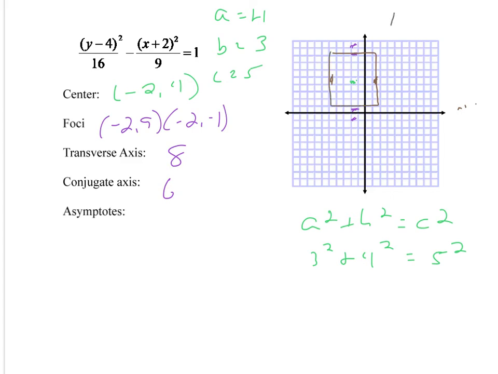So my asymptotes look like this, through the corners of my box. So my hyperbola goes up, hugging the asymptotes. Okay, so there's my hyperbola, and the slopes of the asymptotes this time are going to be a over b, so that's plus or minus 4/3, because the a was the vertical and the b was the horizontal. All right, that's it. Let's try one more.